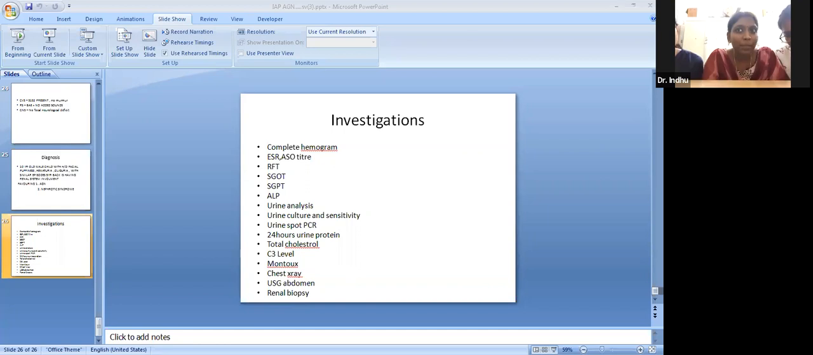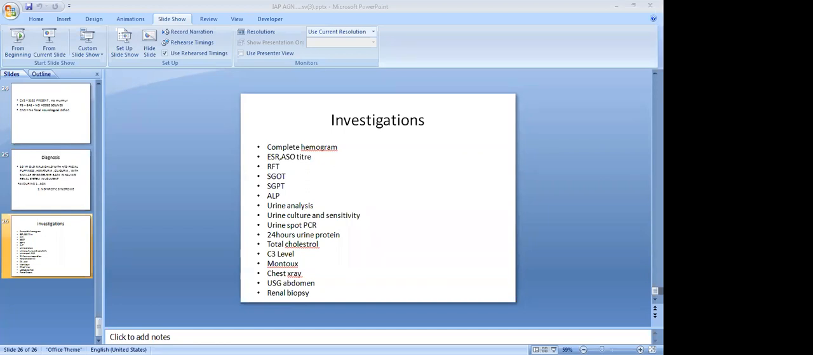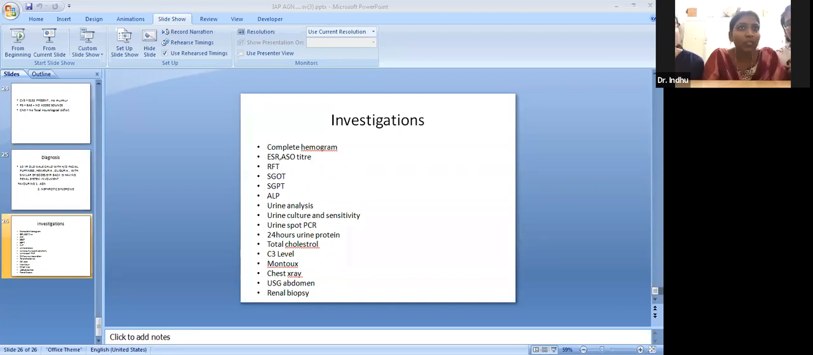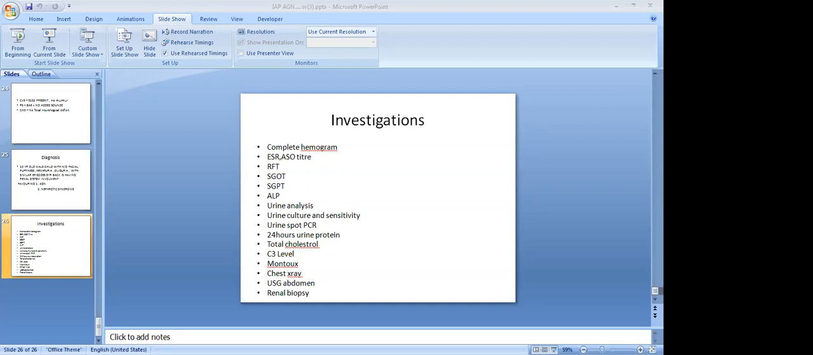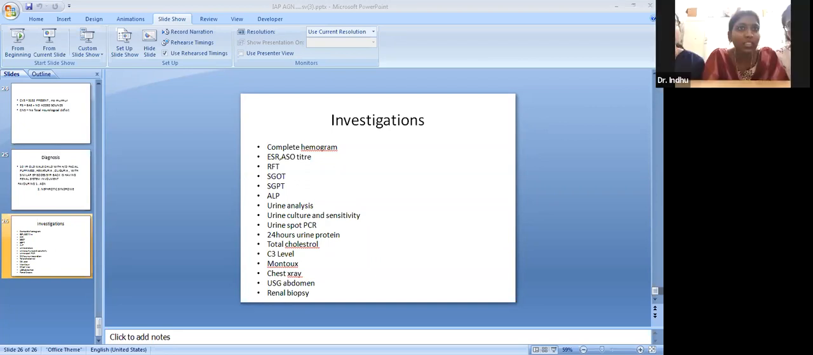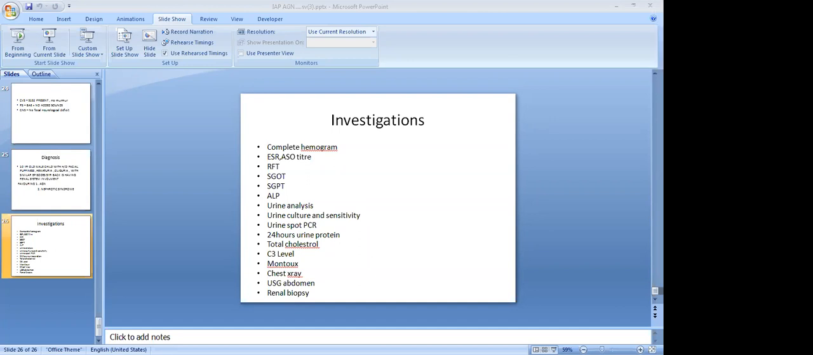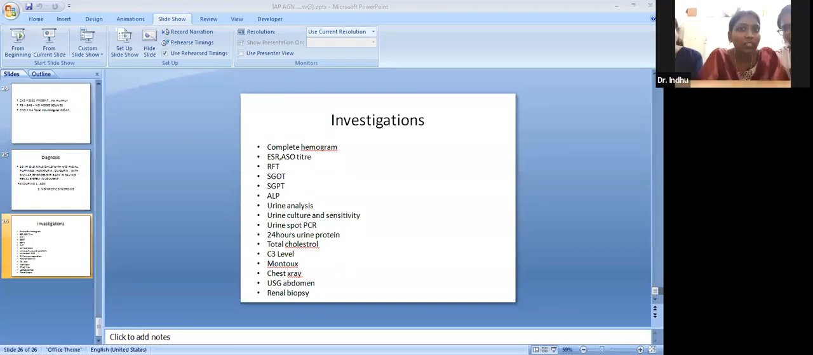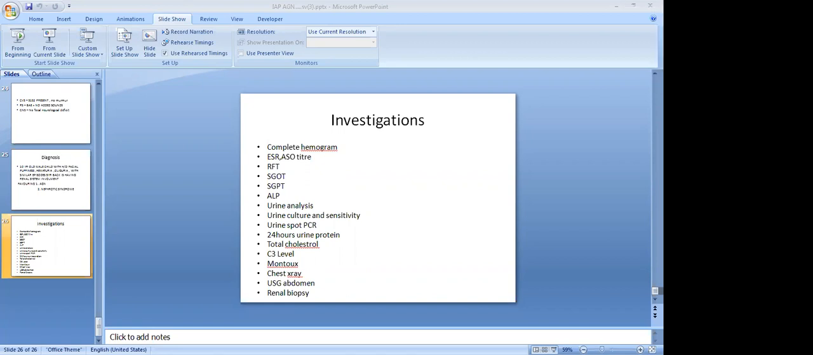Okay. Next, what investigation will you do? 24-hour urinary protein, total cholesterol, C3 levels. Okay, you will do only C3 levels or you will do C4 along with that? C3, C4. So, which pathway C3 denotes and which pathway C4 denotes? Both are complements. Classical pathway is for? C3. C3 is an alternate pathway.